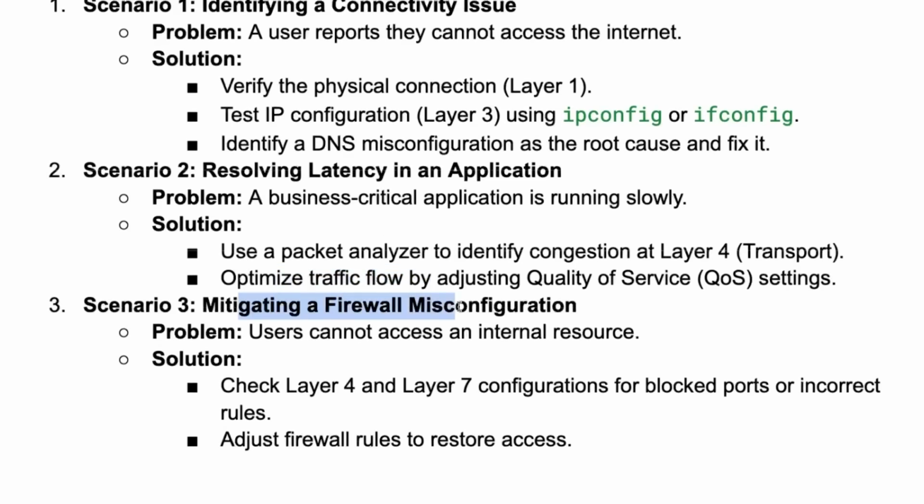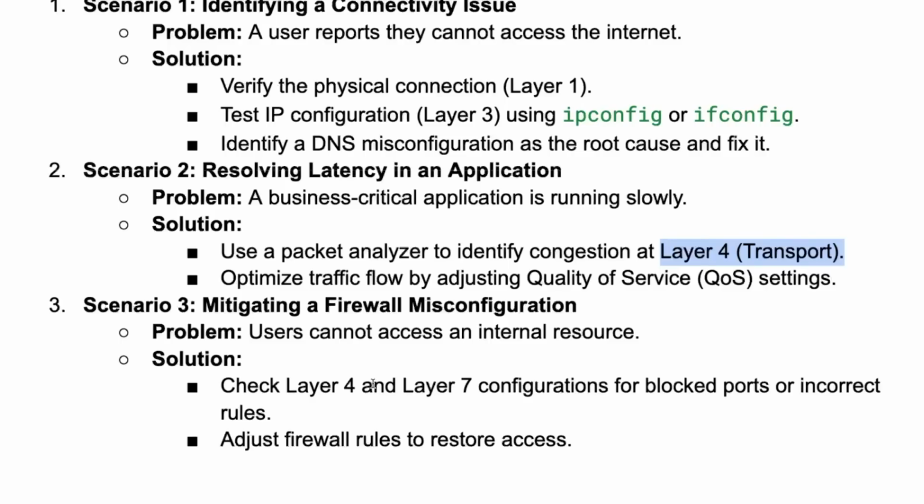Scenario 3 would be mitigating a firewall misconfiguration. So the problem is that users can't access an internal resource. So then you need to first check layer 4 and layer 7 configurations for blocked ports or incorrect rules. So layer 4 again is the transport layer, and the transport layer has to do with whether or not people can use the TCP, UDP protocols, whatever it is, to be able to access certain internal resources. Even though it's internal, they may need to access it via the network connection, right?